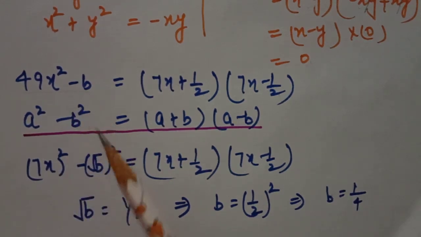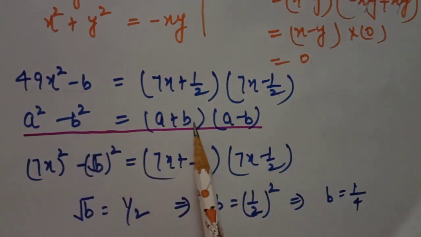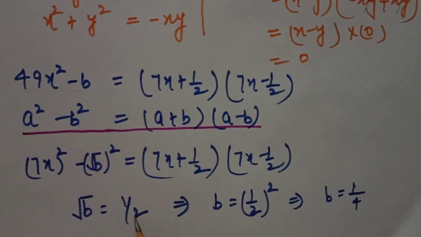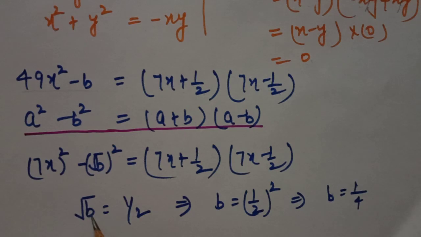We can write b as root b whole square and then we will compare it. b square and b here. It means b is equal to the value of b. Here b and here b. We will replace this square with this number. So root b is equal to half of b square. Now we have to remove this root from here. We have only one method.